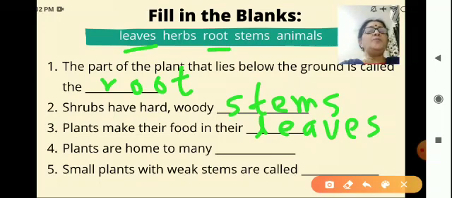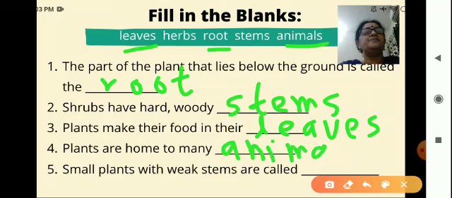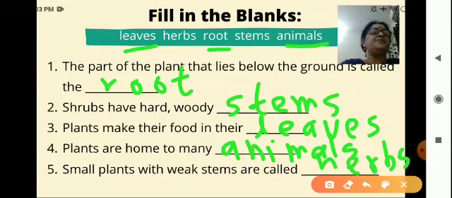Plants are home to many dash. Tell me the answer. Plants are home to many animals. Correct. Okay. Now the last one. Small plants with weak stems are called herbs. H-E-R-B-S. Herbs.